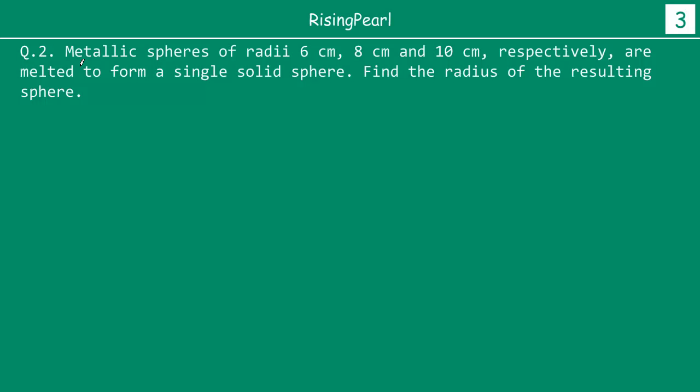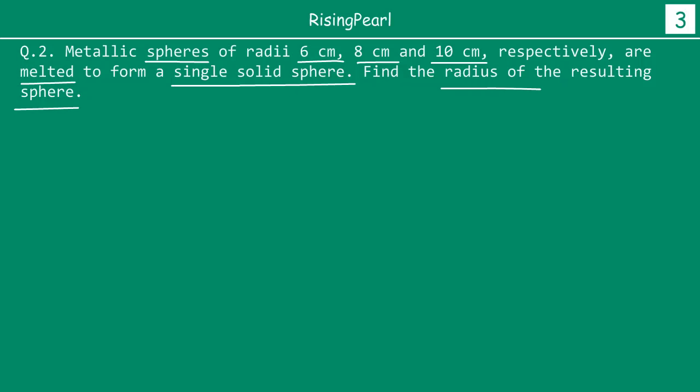How about question number 2 states metallic spheres, like spheres is more than one, of radii 6 centimeter, 8 centimeter and 10 centimeter. Looks like we have 3 spheres of different radiuses, right? All of them are melted to form one giant solid sphere. So looks like we have 3 spheres. We melt them and make one giant solid sphere. Find the radius of the resulting new sphere.